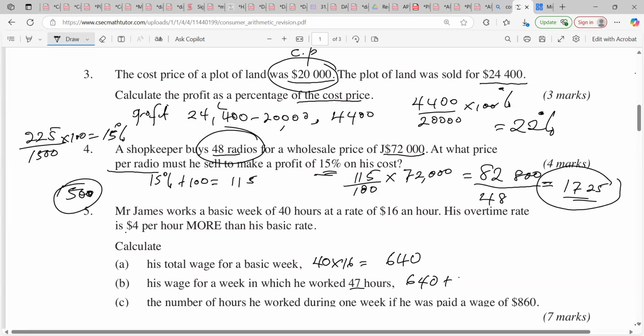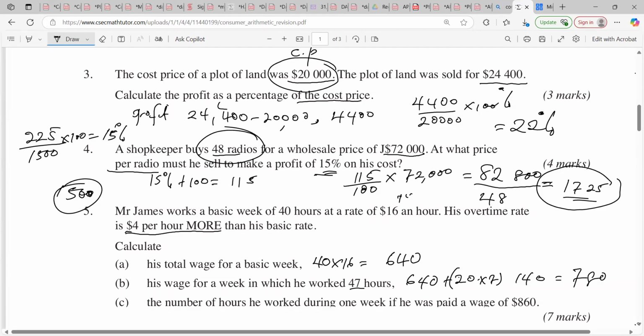Oh no, it's $4 per hour more, not $4. Oh my bad. So it's $16, which means you add $4. So it's 20 times 7, which is 140. So it's the 640 plus the 140. That would give us our answer. So that's 780.